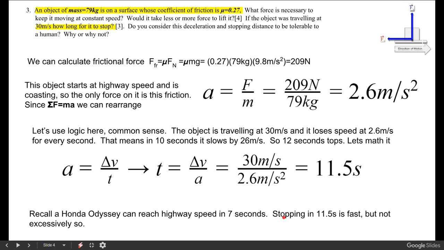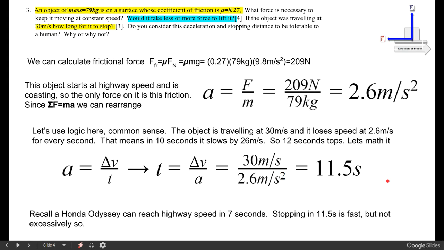Now, a Honda Odyssey from earlier, we discovered it could reach highway speed in 7 seconds. So stopping in 11 is a pretty good stop. That's not gentle, this is like grandma loses her dentures, you spill your coffee. But it's doable. It's not going to kill you.